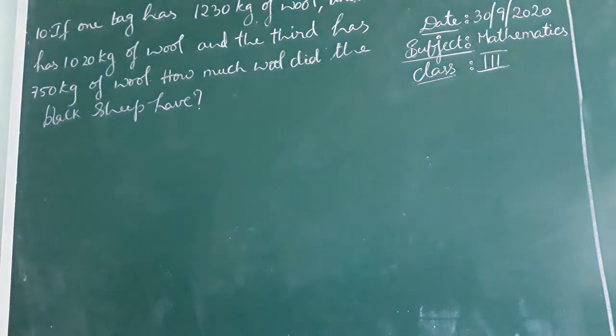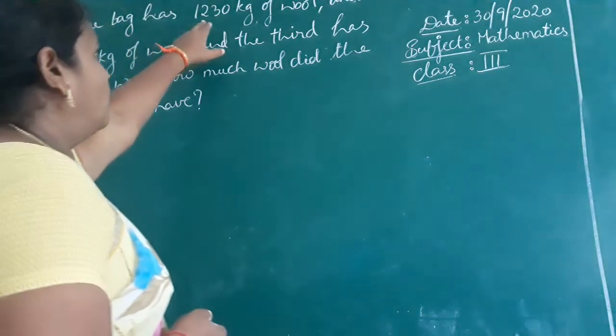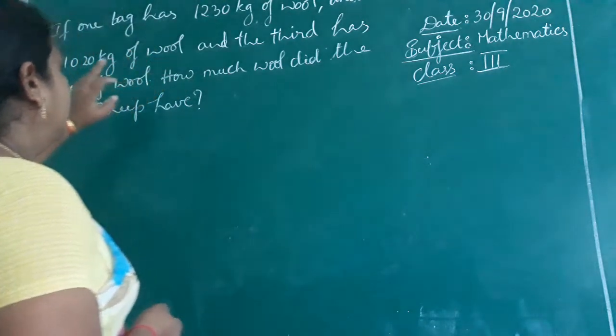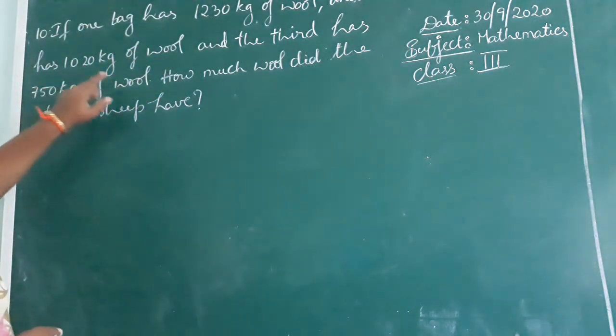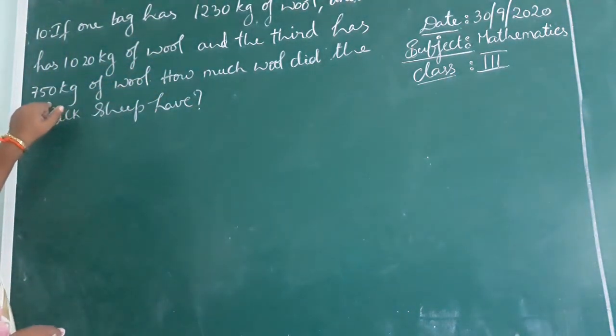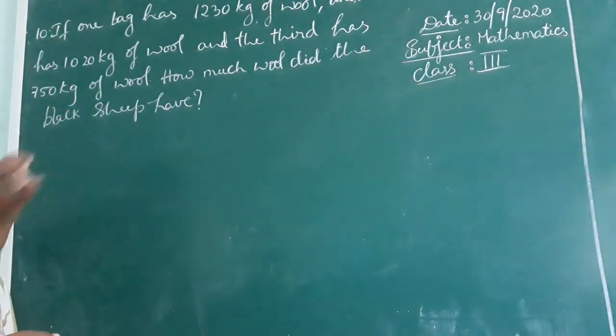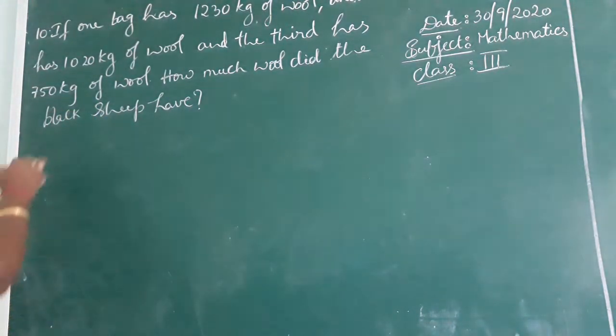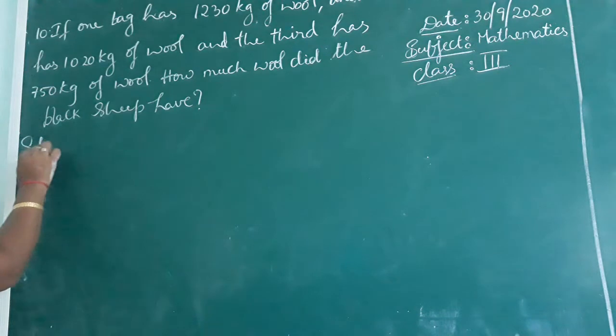This is the question. Already I told you, 3 bags full. Those 3 bags were filled with some amount of wool. What is that? In the first bag they got 1230 kg. In the second bag 1020 kg. And the third bag 750 kg. So they are asking how much they will get in total. Yes, now see that. So 9th sum, children.